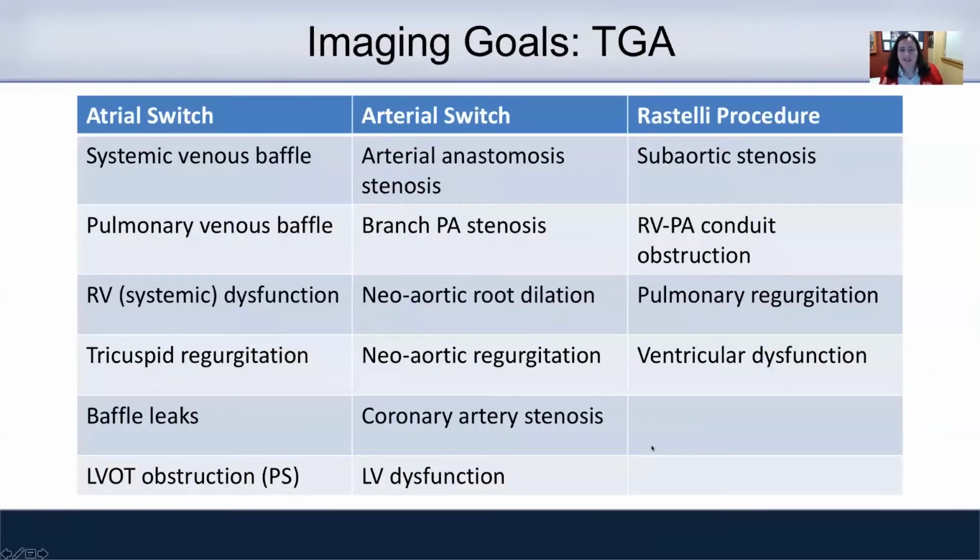I find it helpful to have a list of imaging goals for our patients with various types of congenital heart disease. And here we've listed the various procedures, which I've just shown you, and the types of complications that we will look at with our cardiac MRI imaging. I'm going to show you some examples of these.